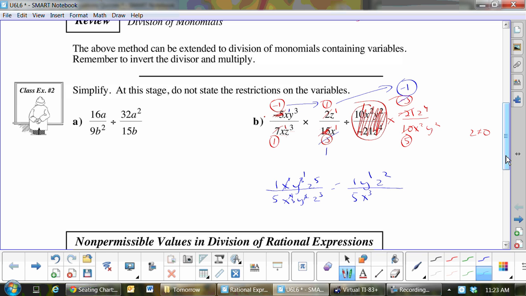Okay, and non-permissibles: x cannot equal 0, right? Here, y cannot equal 0. And there's 2 places, here and here. Z cannot equal 0, right? So z cannot equal 0.